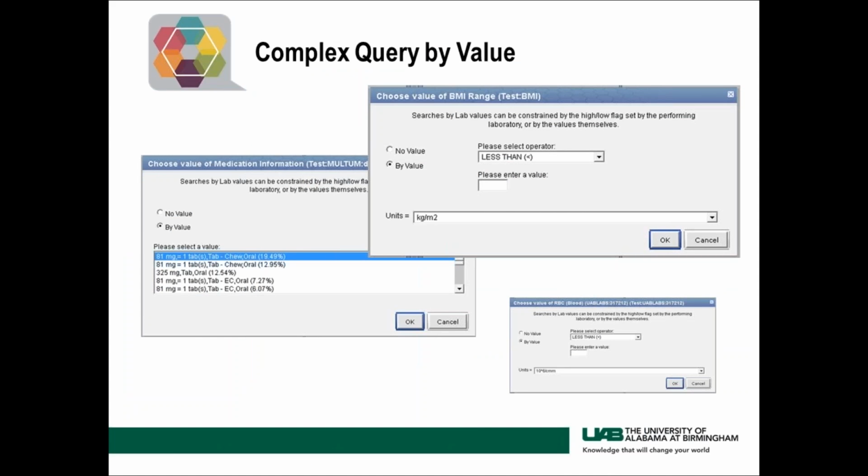You can also express queries by particular values, so you can look for medications of a particular route or dose or frequency. You can look for lab values within a certain range or above a certain range. This example, a BMI less than, I didn't put a number there, but there should be one. And again, you can do less than or equal to, greater than, between, effectively any Boolean logic you can express here.